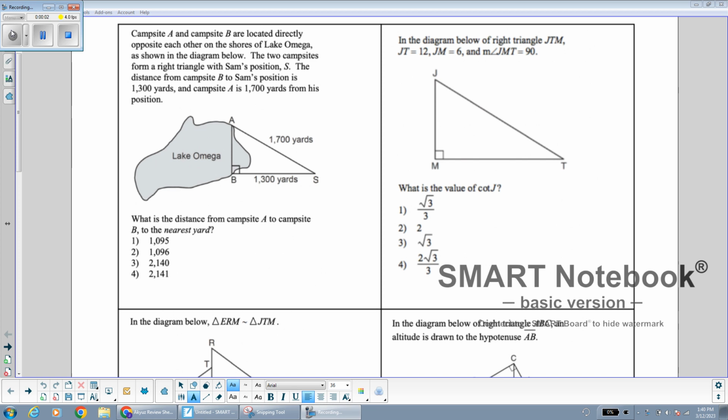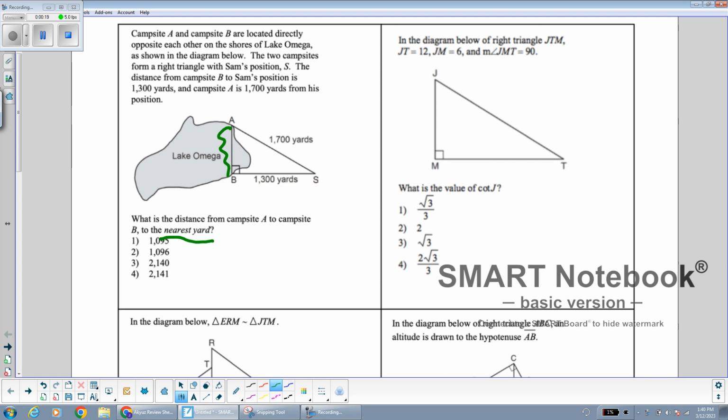Hi everybody, in this video we're going to go over the review sheet for test number 2. In this first question, it's asking us what is the distance from campsite A to campsite B. We're finding this distance to the nearest yard, which is the nearest whole number.